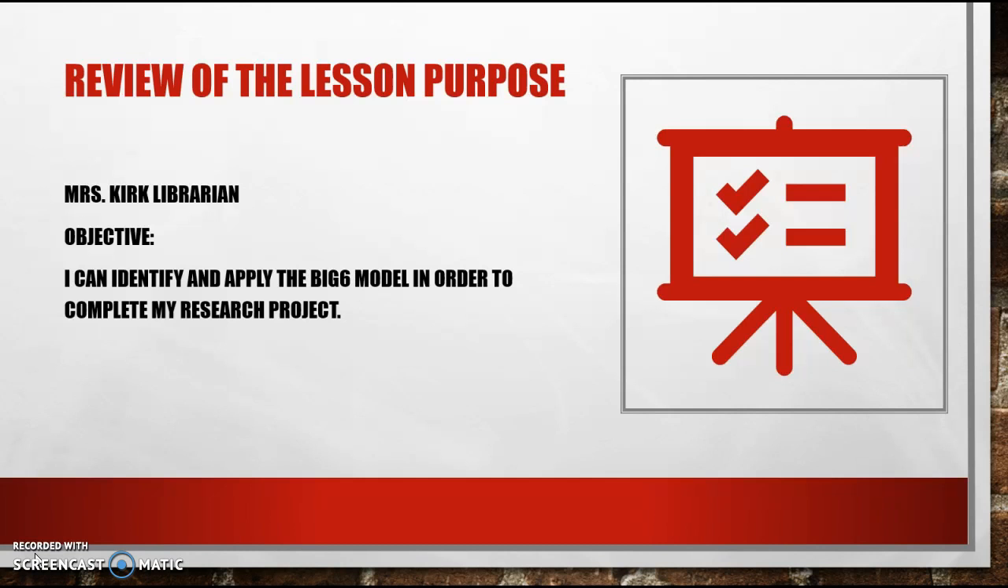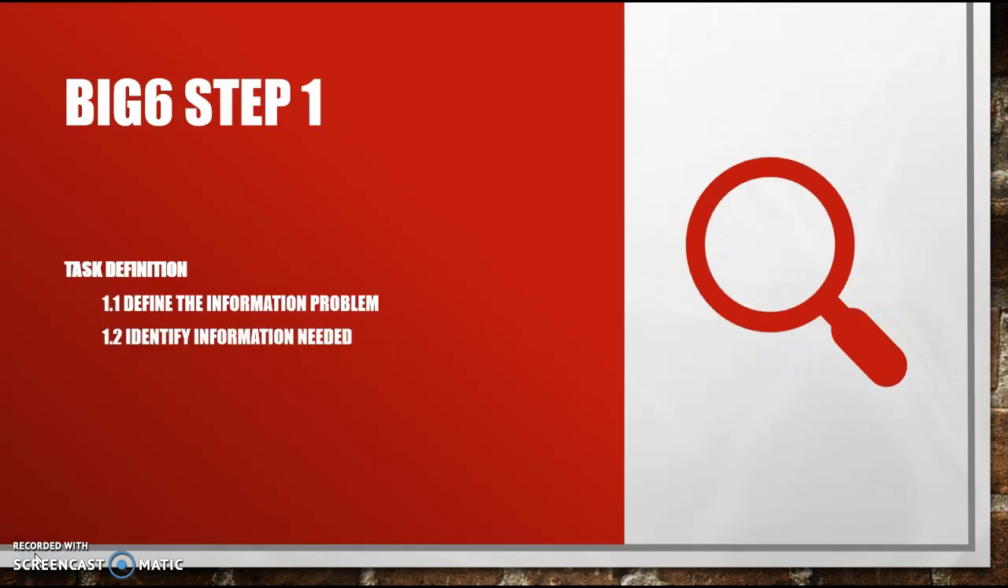So, step one, you have to look at what the assignment says, and you have to decide what it is asking you to do. It helps if you're able to rewrite what you have to do in your own words to make it personal and make it more meaningful for yourself. And then you have to think about what things you will need to help you complete this research project.